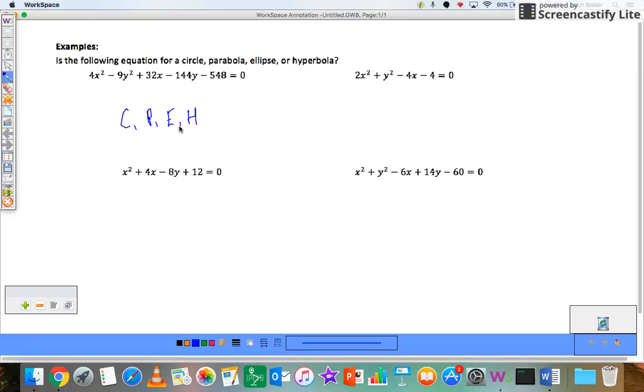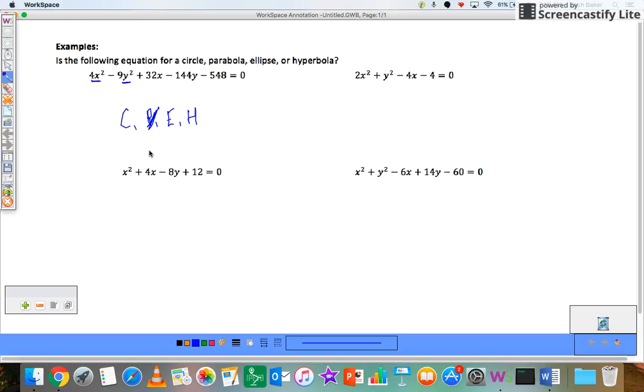Does the equation have both x squared and y squared? Well, you can see right there I've got x squared and I've got y squared. Because I answered yes, it's either a circle, ellipse, or a hyperbola, which means that I can cross out parabola. It's definitely not a parabola. It could still be any of the other three, but it's not a parabola.